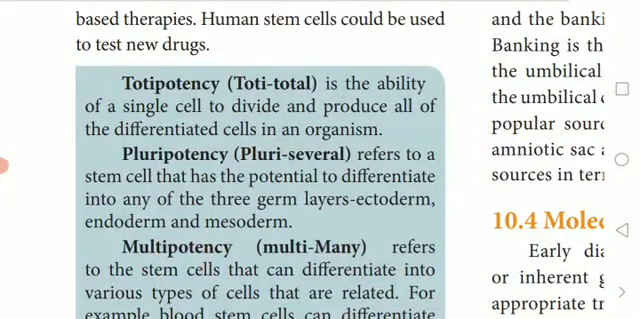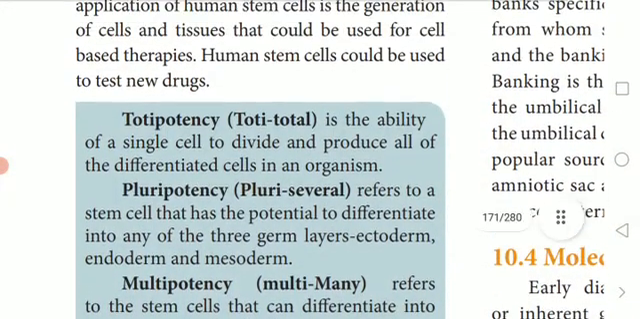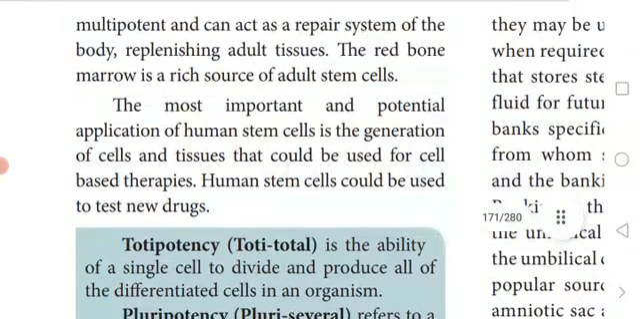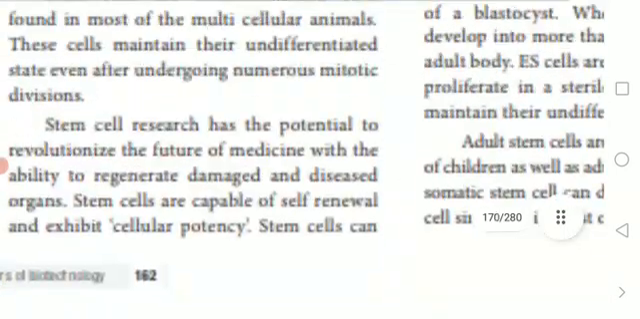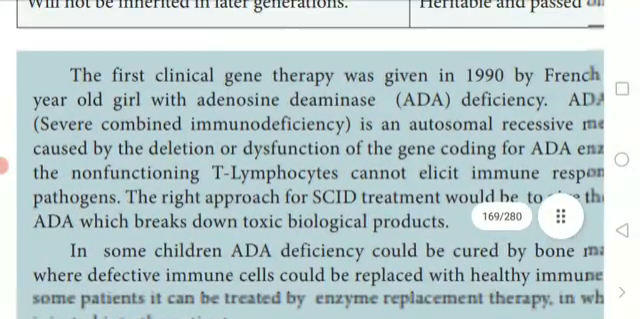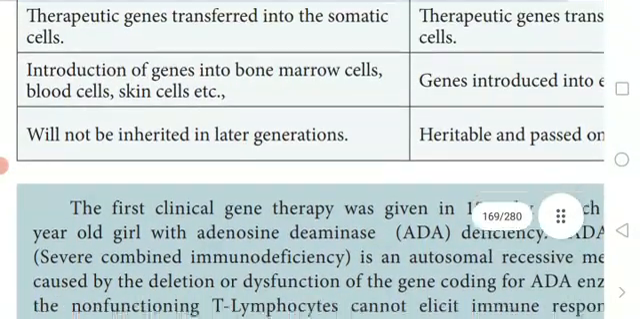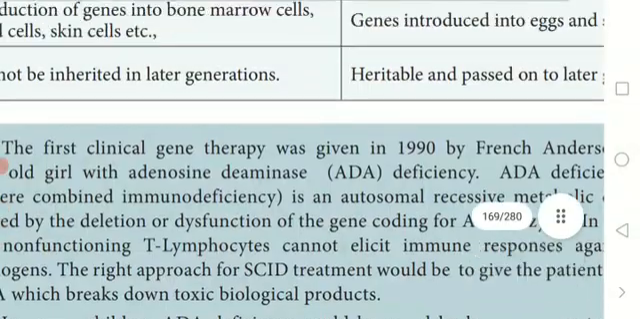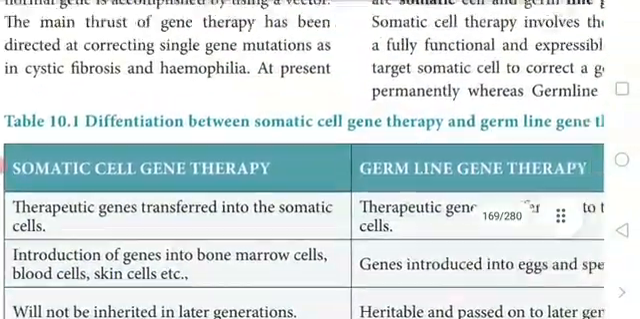Then oligopotency. Oligo means few. It refers to stem cells that can differentiate into a few cell types. Example, lymphoid or myeloid stem cells can differentiate into B and T cells, but not RBC. The next one is unipotency. Uni means single; it refers to the ability of stem cells to differentiate into only one type of cell.